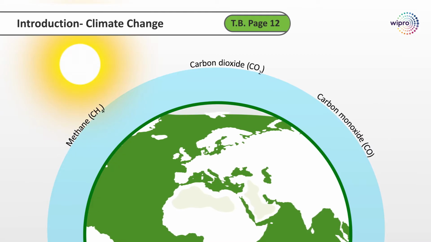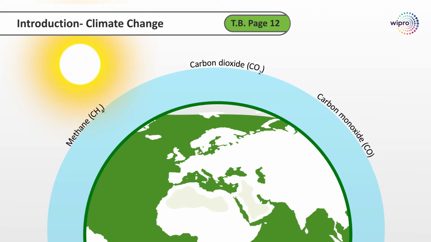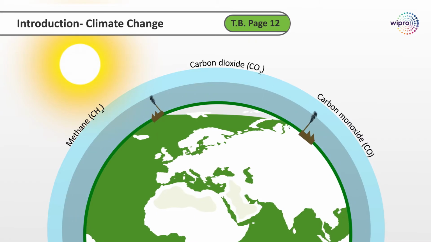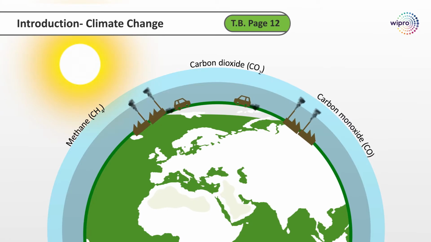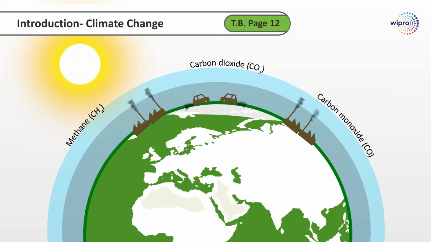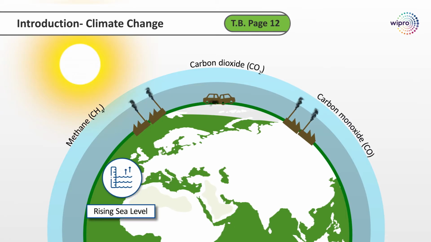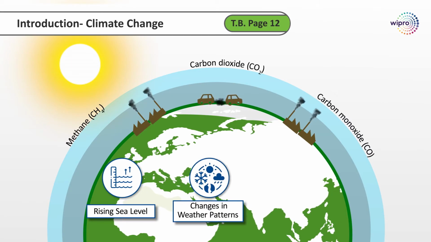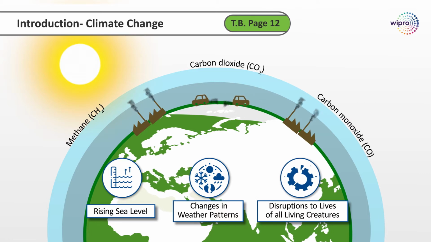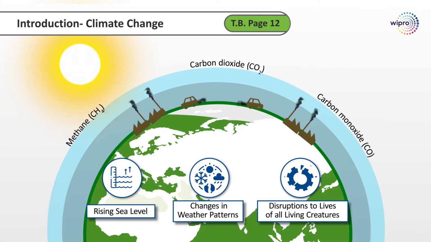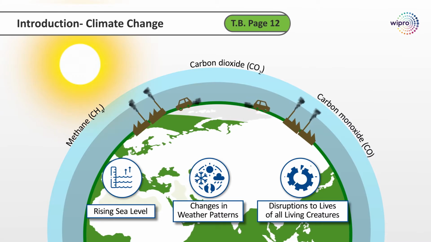However, its balance in the atmosphere is being disrupted by additional greenhouse gases emitted due to human activity, causing warmer temperatures that have led to a change in climate. A warmer Earth is leading to a rise in sea level, changes in weather patterns, and disruptions to the lives of all living creatures.